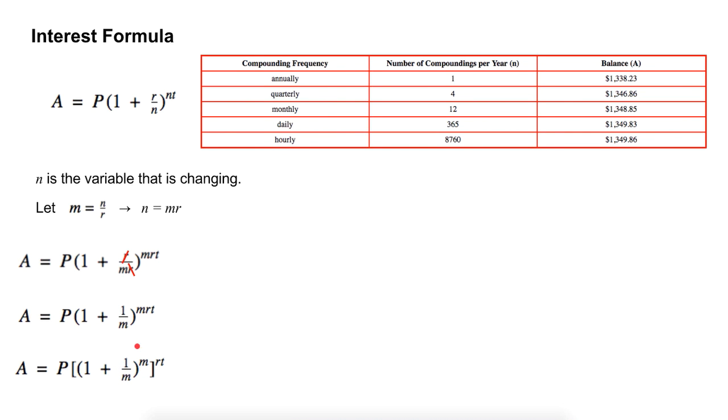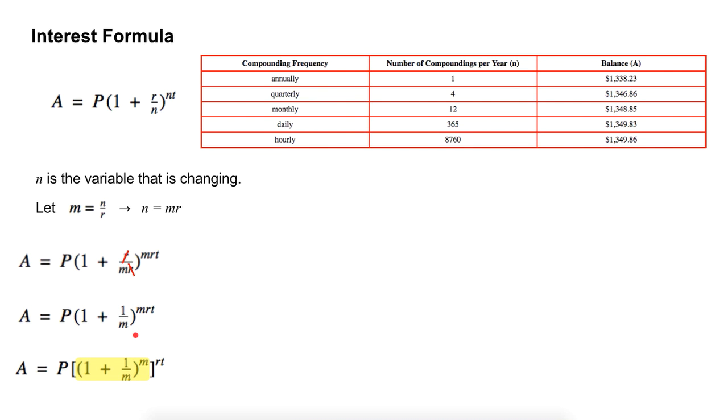Why? Because, well, what's really changing? Just M. And M is changing, and all our M's are contained right here. So we can ignore all the other parts. All we care about is this 1 plus 1 over M to the M power. That's the only part that matters to us right now, because that's the part that's really affecting our change.